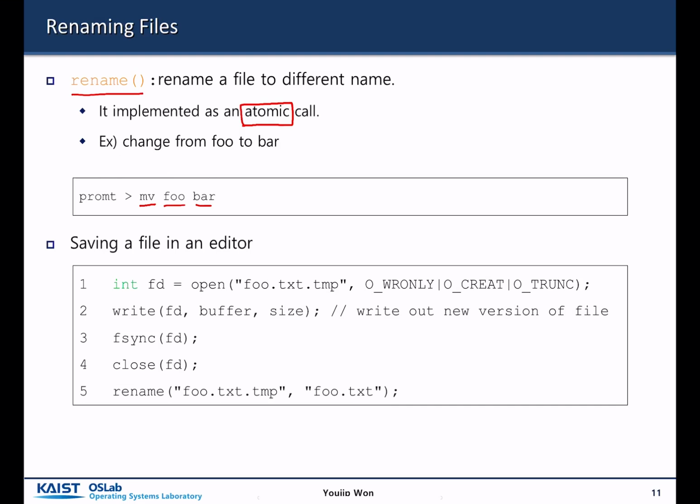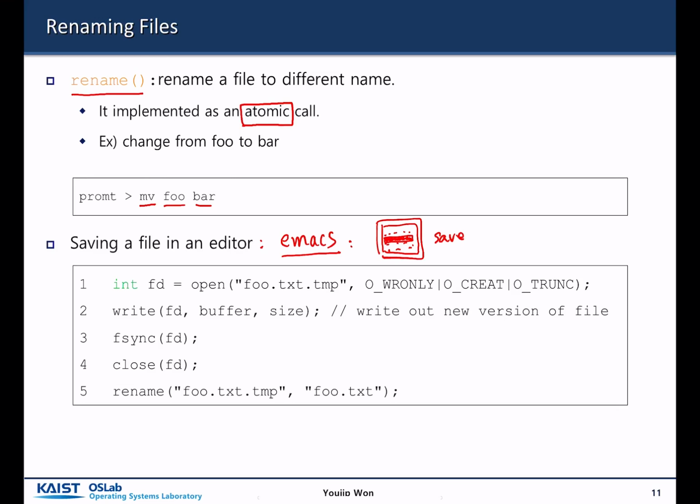Let us provide an example of how we save an updated file in the editor. Let's consider we are using Emacs, for example. This is a screen, and this is the contents on the screen. Somehow you updated this part, and then you issue the save command. Then how will the editor save the current contents? This is how it works.